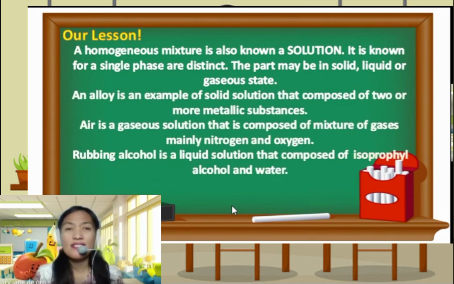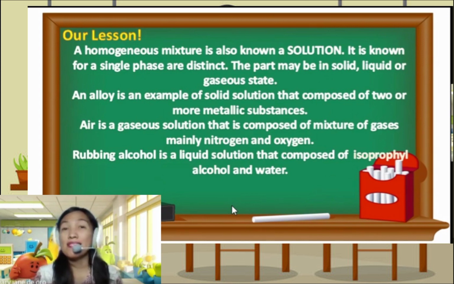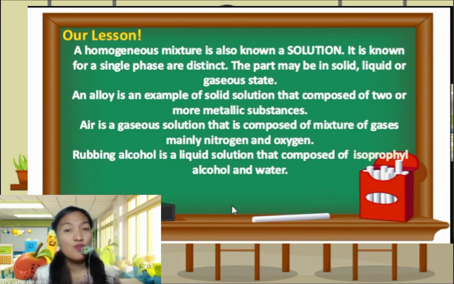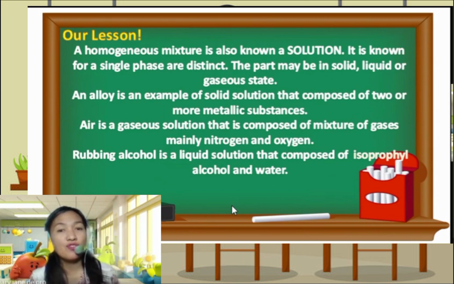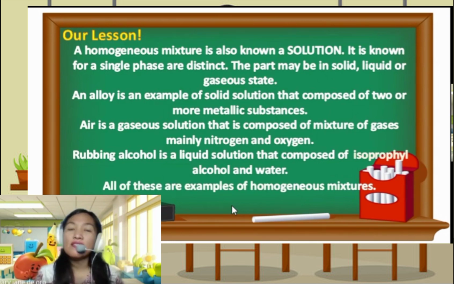An alloy is an example of solid solution that is composed of 2 or more metallic substances. Air is also a gaseous solution that is composed of a mixture of gases, mainly nitrogen and oxygen. Rubbing alcohol is also a liquid solution that is composed of isopropyl alcohol and water. All of these are examples of homogeneous mixtures.